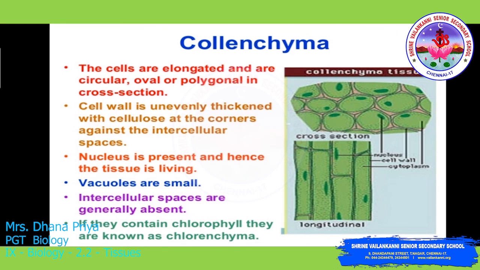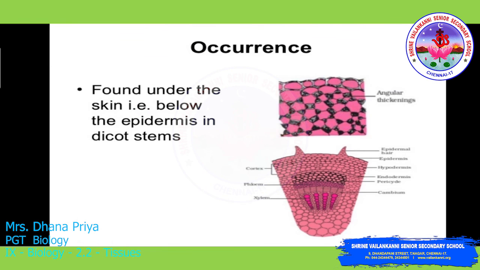So the main difference between collenchyma and parenchyma is the intercellular space. When the intercellular space is present, it is called parenchyma. When the intercellular space is absent, it is called collenchyma. If they contain chlorophyll, they are known as chlorenchyma. It is found under the skin, that is below the epidermis in dicot stem. So this is the occurrence of collenchyma.